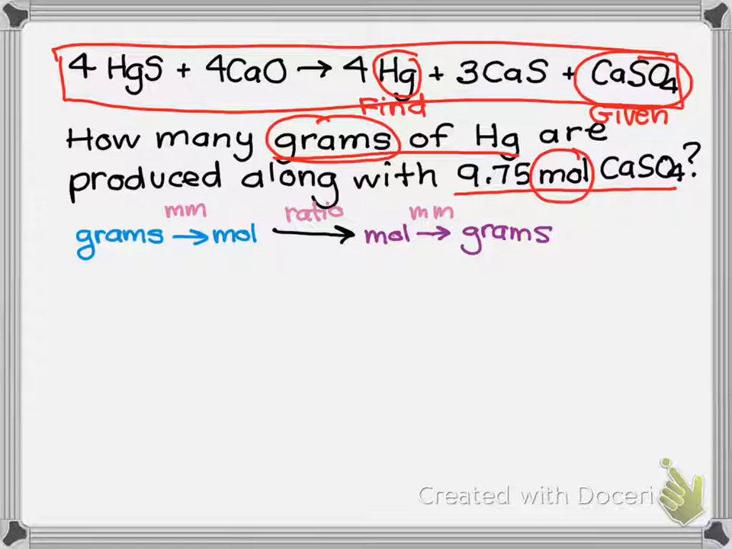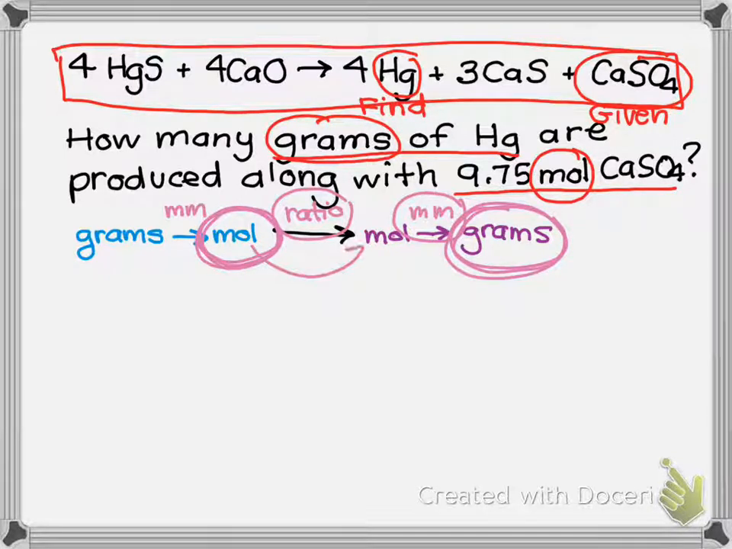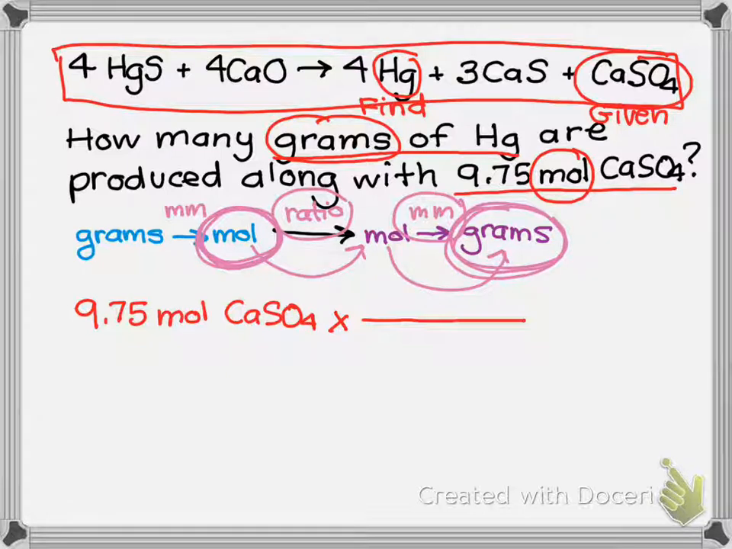So in the blue is what's given, and I'm given moles. And then in the purple here, that's what we're looking for, and I'm looking for grams. So if you can see, I can tell I'm going to have two steps. I have to use the ratio first, and then I'll use the molar mass. So I'm going to go moles to moles first, and then moles to grams. So I write down what I'm given, 9.75 moles. And I can use the mole ratio. Since I have moles, I can use the mole ratio to change into moles of mercury.